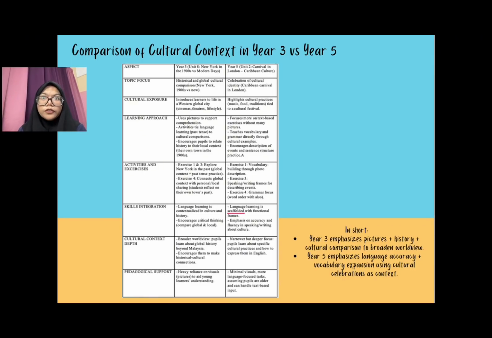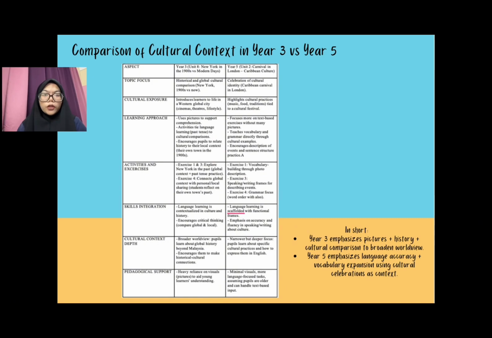And moving on, I'm going to talk about the cultural context tab. In the Year 3 textbook, it is a broader worldview. Pupils learn about global history beyond Malaysia, and with that, they will know that other countries exist too. It also encourages them to make historical, cultural connections. But in the Year 5 textbook, it's a narrower but deeper focus. Pupils learn about specific cultural practices and how to express them in English.